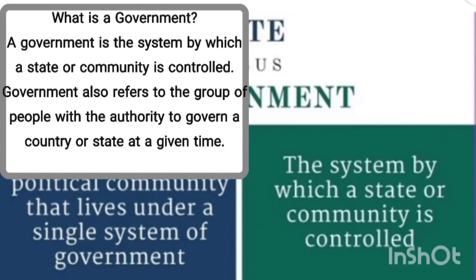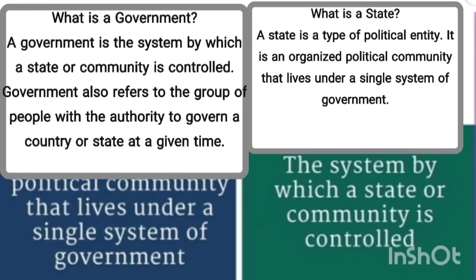The main difference between state and government is that state is more or less permanent whereas government is temporary. The death of a ruler or a defeat at an election can change the government. What is a government? A government is the system by which a state or community is controlled. Government also refers to the group of people with the authority to govern a country or state at a given time.